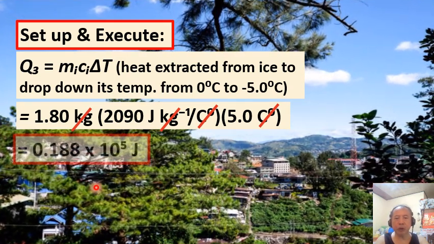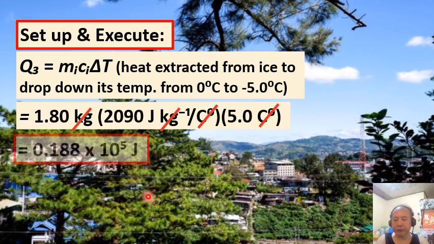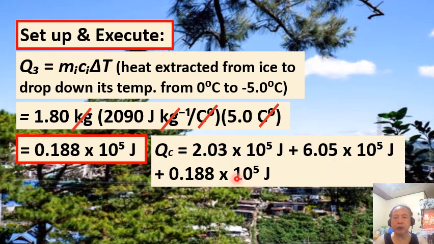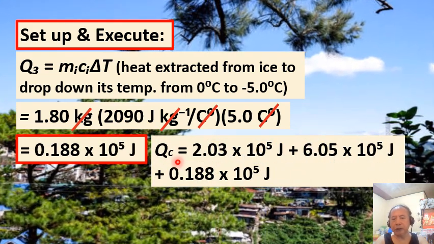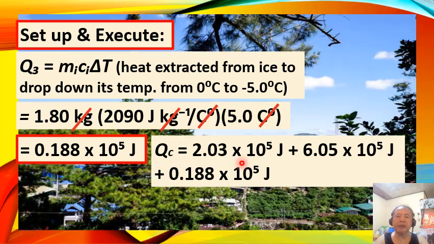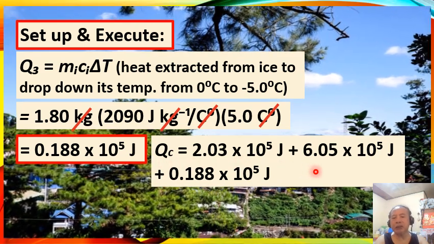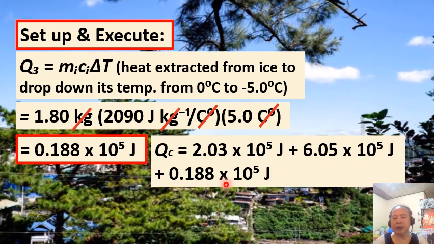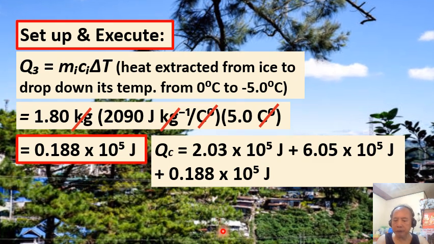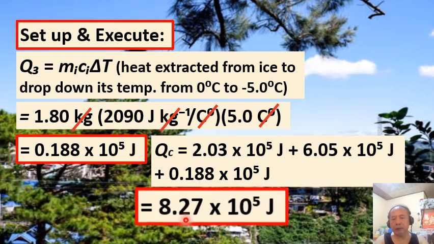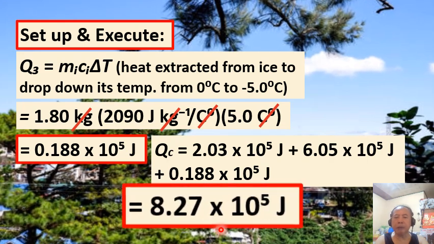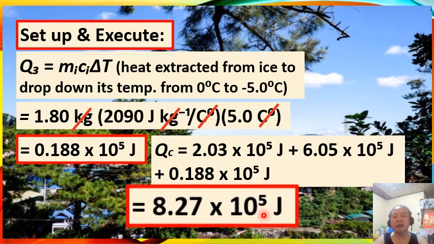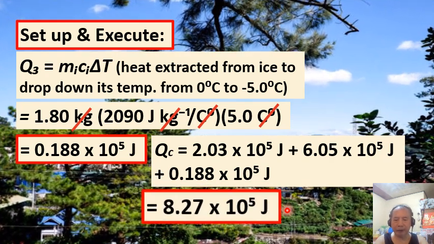All right, so we can now find the amount of heat Q sub C, which is just the sum of Q1, Q2, and Q3, or Q sub C equals 2.03 times 10 to the fifth joules plus 6.05 times 10 to the fifth joules plus 0.188 times 10 to the fifth joules, for a total of 8.27 times 10 to the fifth power joules. All right, so this is the amount of Q sub C, or the total amount of heat that is extracted from the cold reservoir.